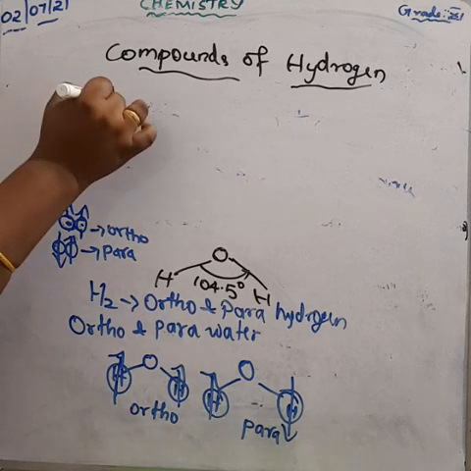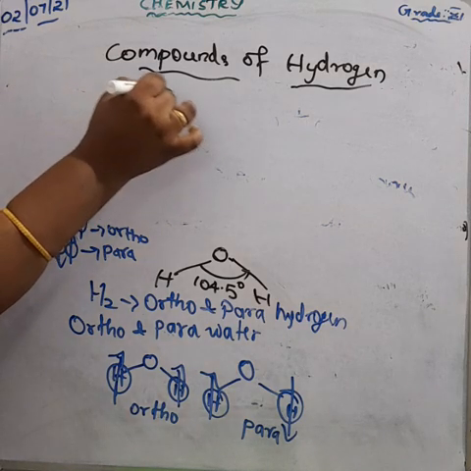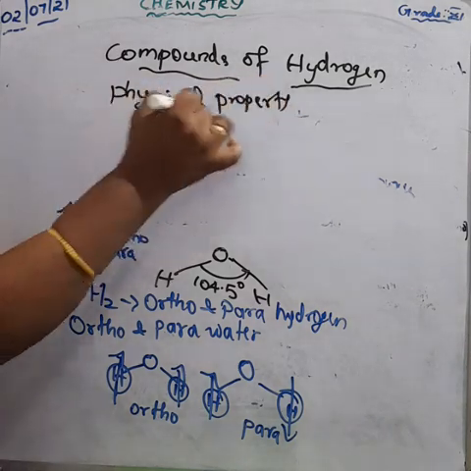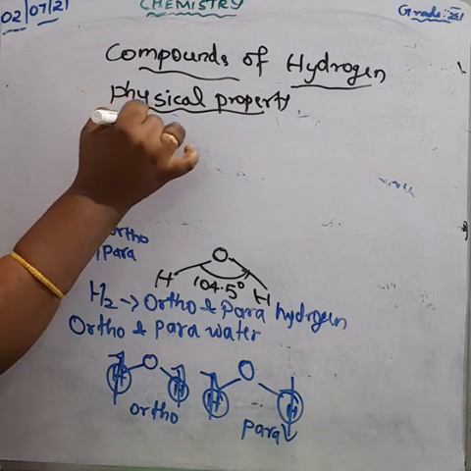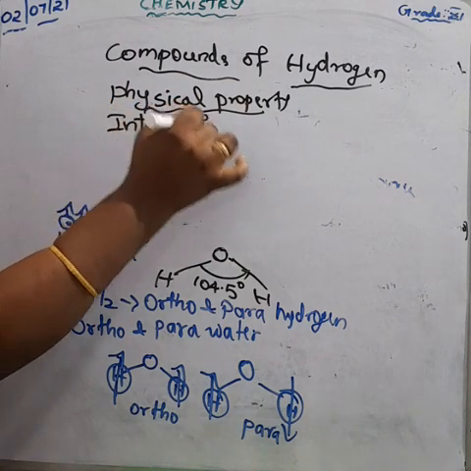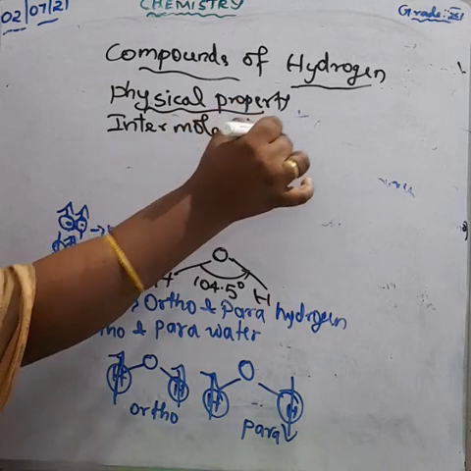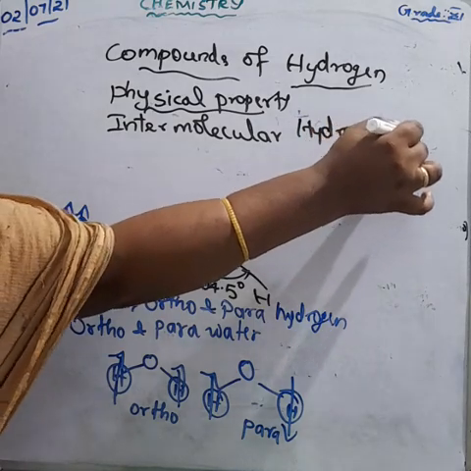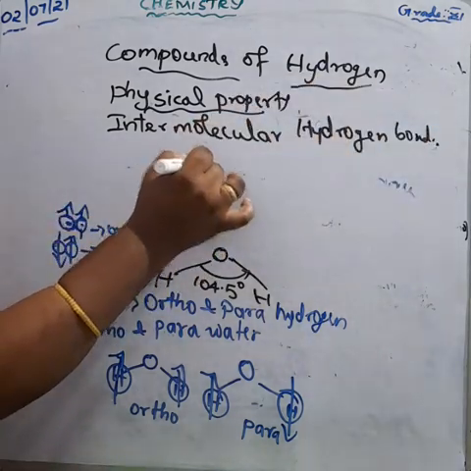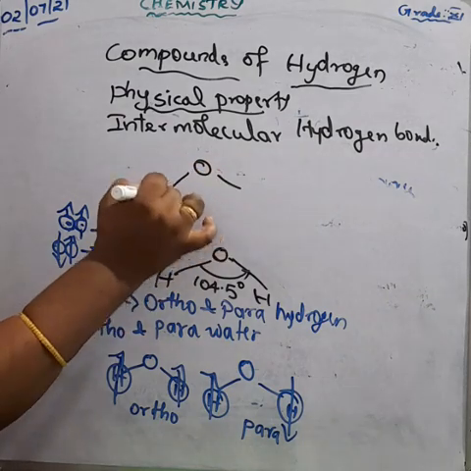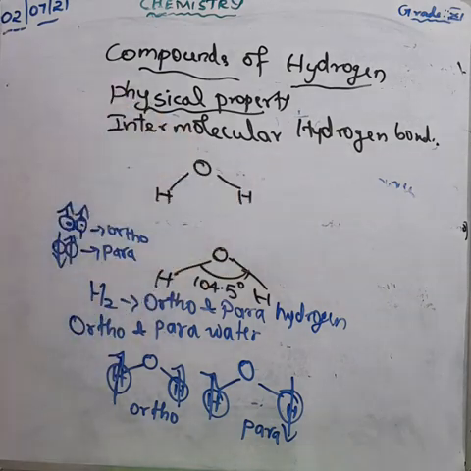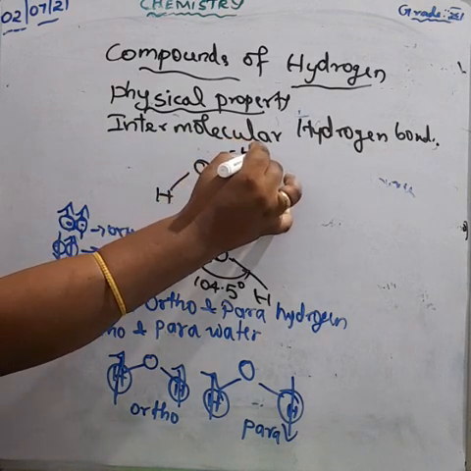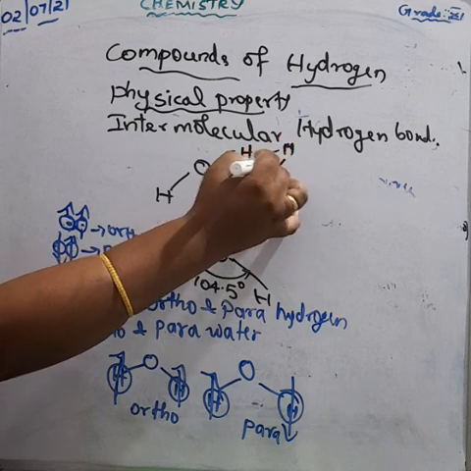One of the important properties is intermolecular hydrogen bonding. Water can form intermolecular hydrogen bonding between water molecules. For example, one water hydrogen combines with the oxygen of another water molecule. This is called intermolecular hydrogen bonding.